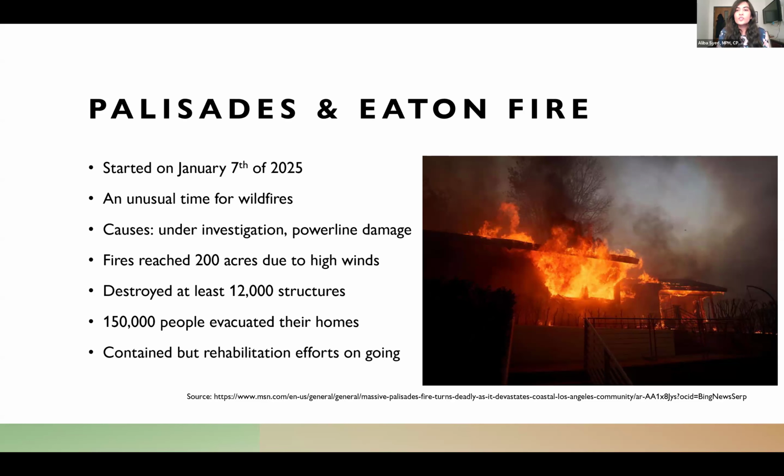So both of these fires have destroyed at least 12,000 structures, including buildings, garages, and sheds. Unfortunately, about 29 people lost their lives and 150,000 people had to evacuate across LA. The fires have been contained, but rehabilitation efforts are still ongoing. As we move forward with the presentation, I will give further details on rehabilitation efforts.